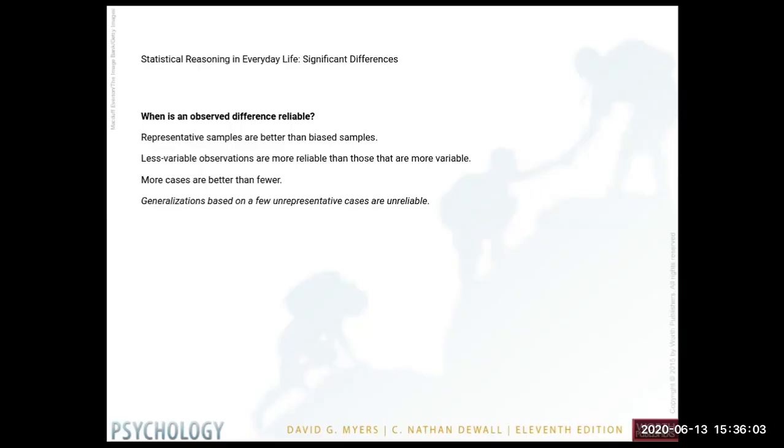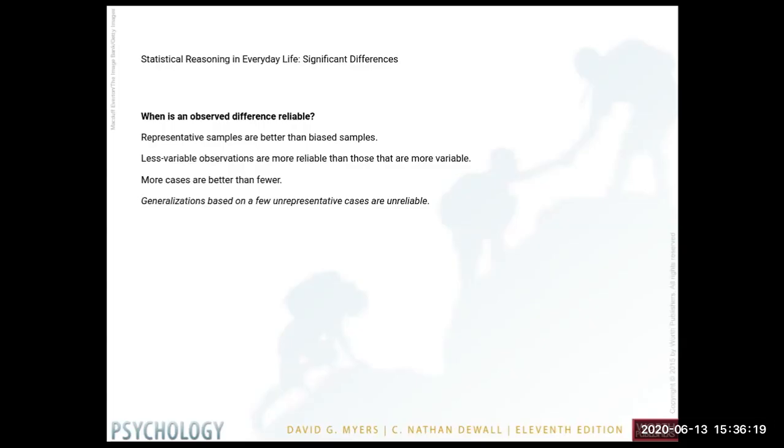Less variable observations are more reliable than more variable. So if we get a huge difference in scores and individual differences in people, it's better to have less variation between groups, or within groups, I should say. And of course, all things being equal, more cases are better than fewer cases.